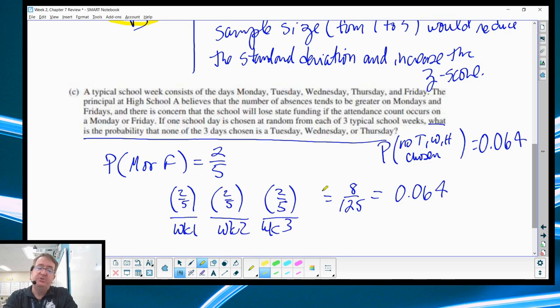Again, go back to saying what's the problem. So what are we asking? You can't just leave it as 0.064. This work over here, stats teachers would know what it is, but it's not adequate to answer the question. So please make sure that you go through and say something like the probability that there's no Tuesdays, Wednesdays, or Thursdays chosen is 0.064. Okay. Let's jump to the next one.